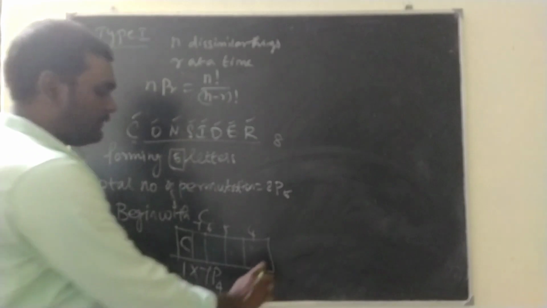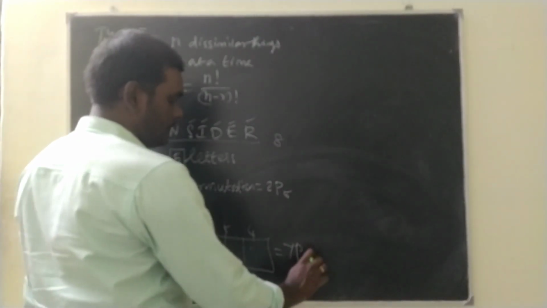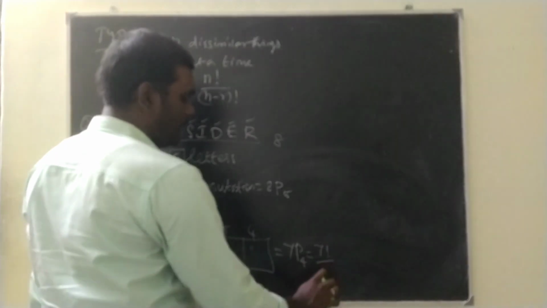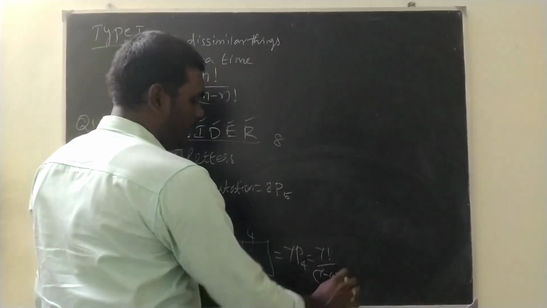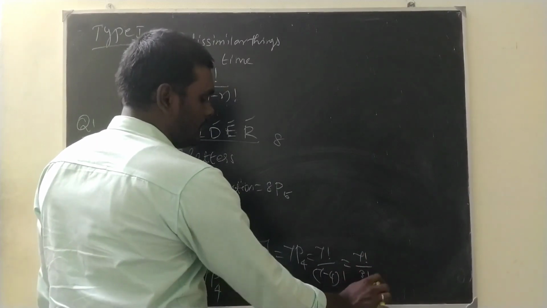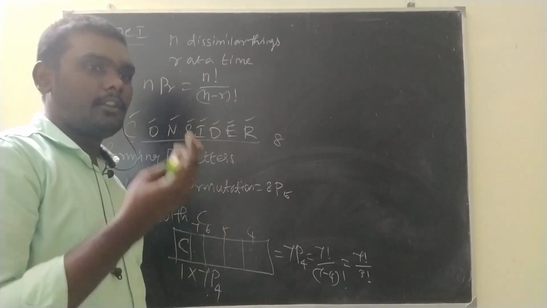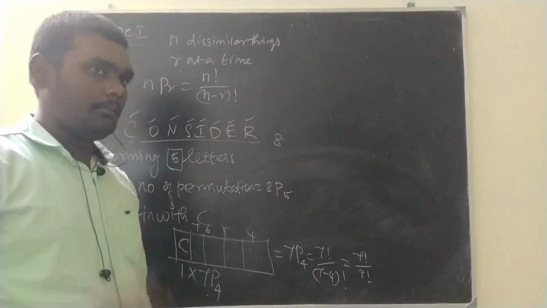How to calculate 7P4? 7 factorial by 7 minus 4 factorial, that is 7 factorial by 3 factorial. Cancel. So 7 into 6 into 5 into 4. You get one big number.